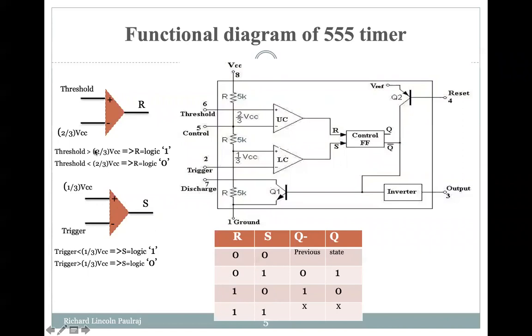So it can be either greater than or less than. Based on that, the value of R changes. Now for S, if you can imagine that there is a small line here, so this is actually here, and this is actually here. So these are the two comparators. Now we can look at the next concept, which is the triggering.